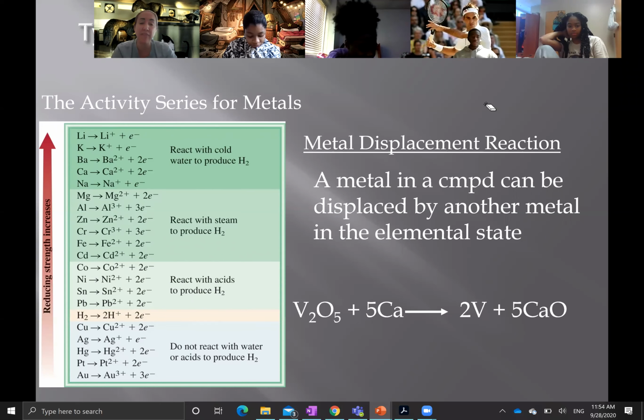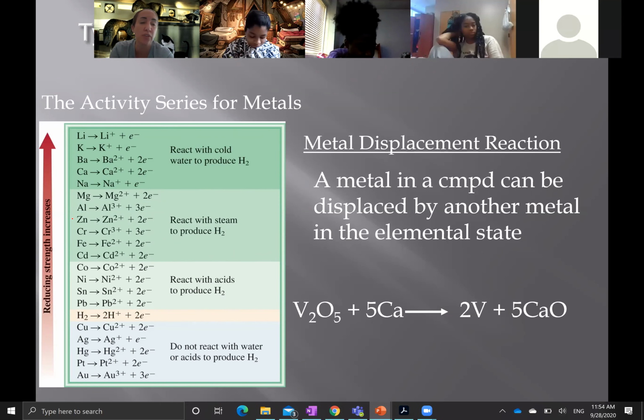And if I gave you something where both of them were on the chart, you would just have to compare. Okay, well, is silver stronger than cadmium? No. So silver is not going to be able to displace cadmium. That's it. Okay. All right.